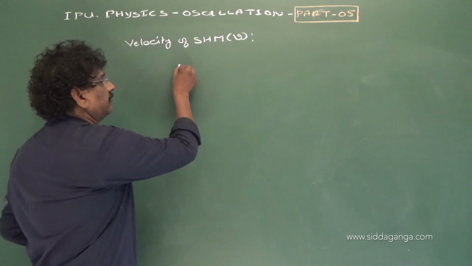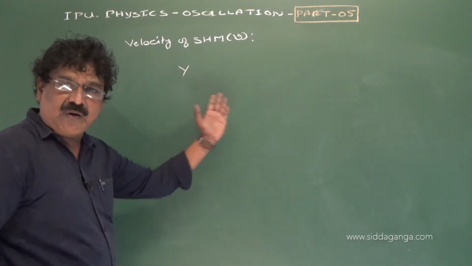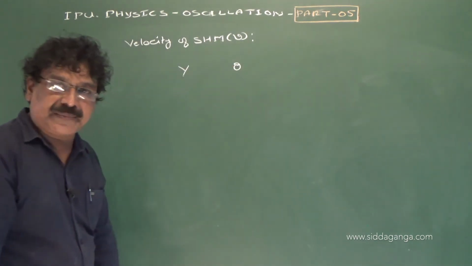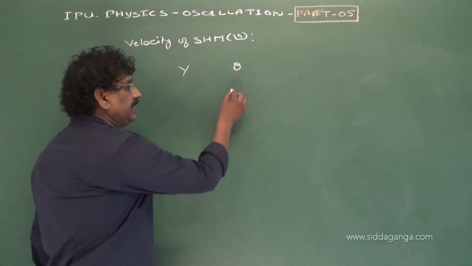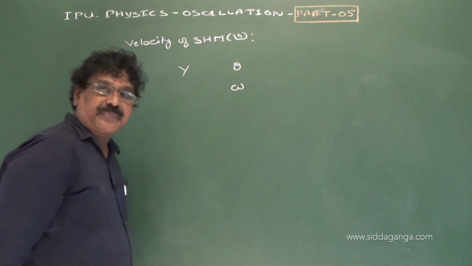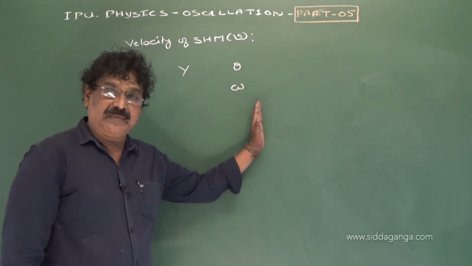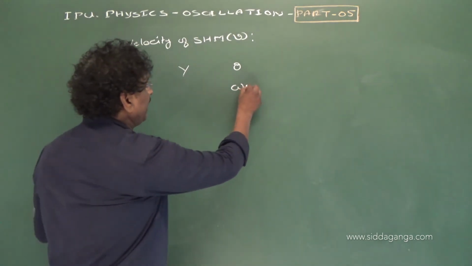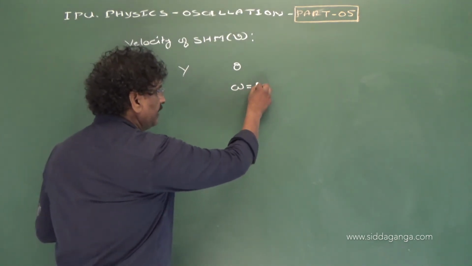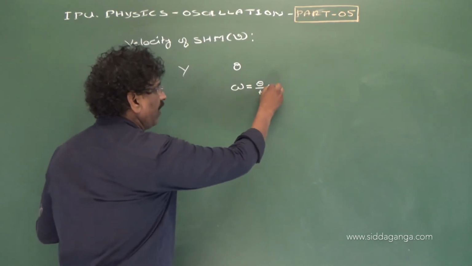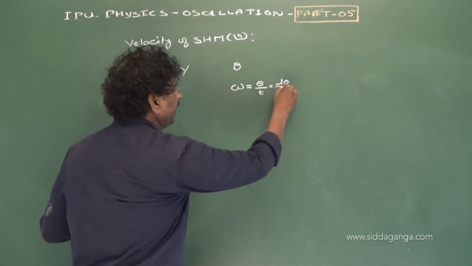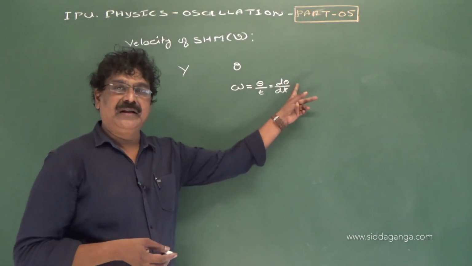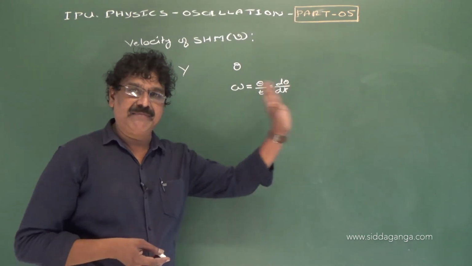Here y is a linear quantity measured in meter, theta is an angular quantity measured in radian. Similarly, angular velocity is an angular quantity measured in radian per second. In a similar way, what is this omega? It is theta by t, or d theta by dt, where d theta is the small change in angular displacement and dt is the time taken.